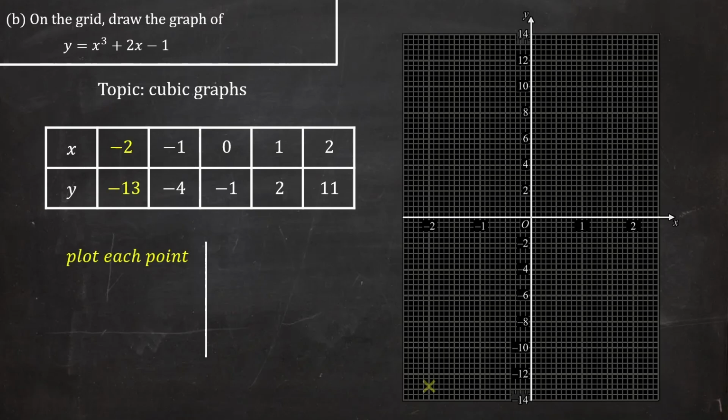So minus 2 and minus 13 is over there, minus 1 and minus 4 is there, 0 and minus 1 is over there, 1 and 2 is over there, 2 and 11 is over there. Then I need to draw the graph.